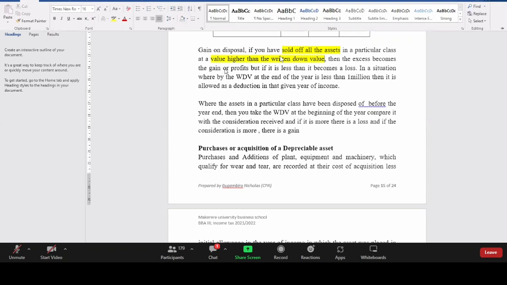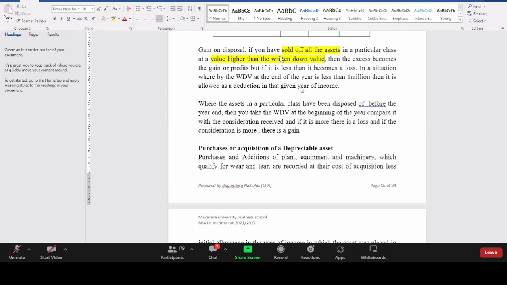charge. And if it is less, we mean the written down value exceeds the consideration or the sale proceeds, then it becomes a loss. That loss is called allowable. It's an allowable deduction, which we call balance allowance. In a situation where the written down value at the end of the year is less than 1 million, then it is allowed as a deduction in that given year of income. We already explained this. Similar and related to that, capital minor equipment of less than 1 million.